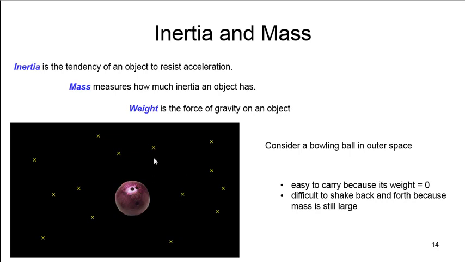Okay, so come back to this slide. Think about a bowling ball in outer space when you're trying to distinguish between weight and mass and how they are different. Because on Earth, they seem like pretty much the same thing.